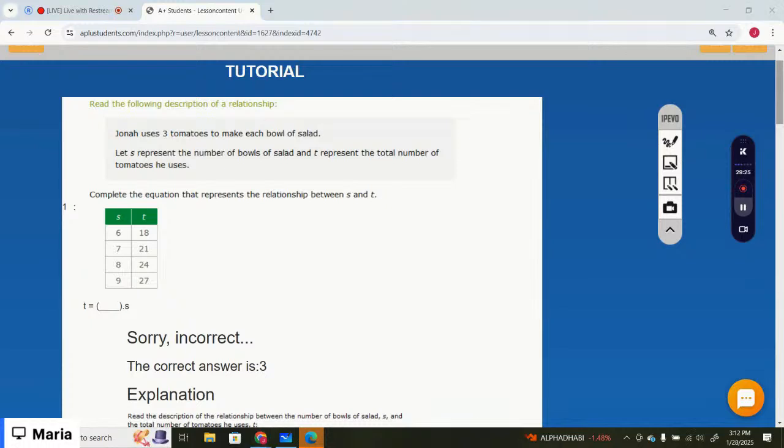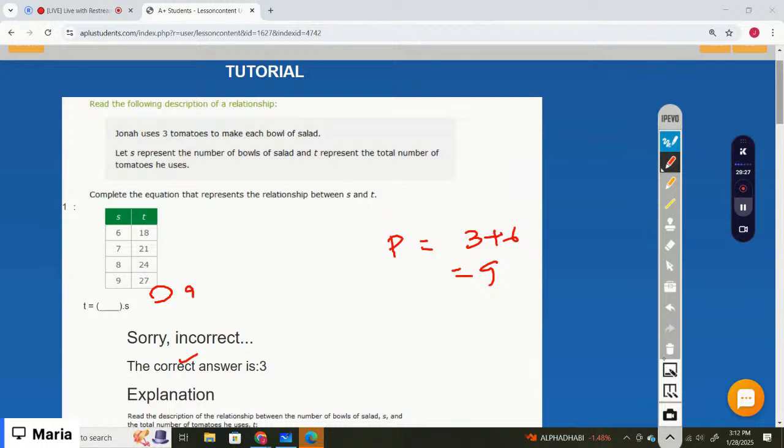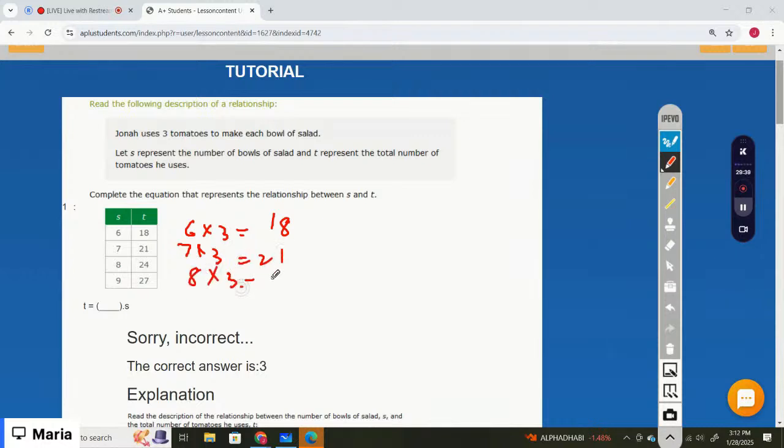T equals the missing number times S, right? So the missing number, that is 6 times some number is 18. That is 3. 7 times 3 is 21. 8 times 3 is 24. So that means the number is 3. T equals 3 times S.